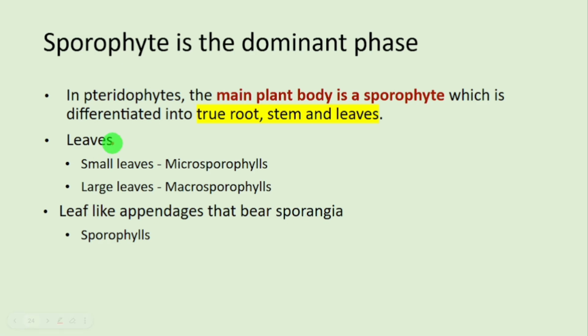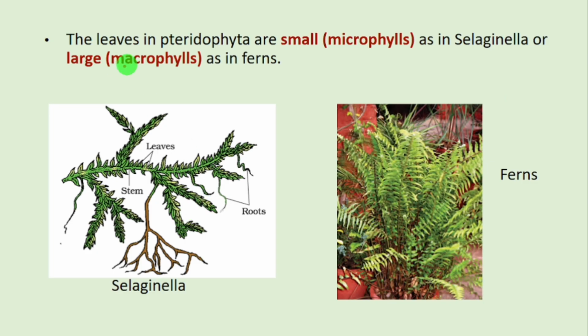Now see, this is an important point. You will hear the words microsporophyll, macrosporophyll, and sporophyll. So microsporophylls and macrosporophylls, these are leaves. But only sporophyll, this is leaf-like appendages. The purpose is to hold the sporangia. The leaves in Pteridophyta are small in case of Selaginella, and because they are small, they are called microphylls. And in case of ferns, they are large, therefore they are called macrophylls. We are talking about only leaves.